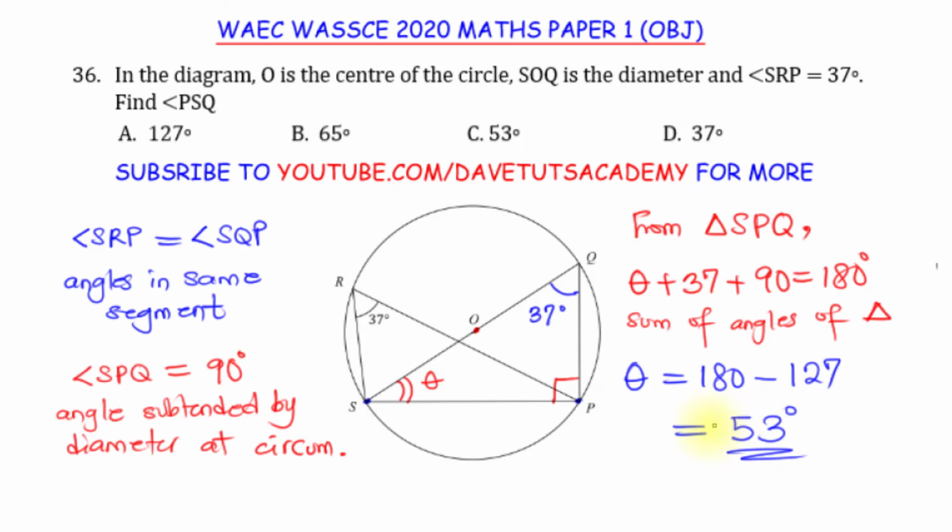So this is the way I choose to go about it. You can look at some other means that you can also employ. Just be consistent in using the circle theorems correctly, and you will see that your solution will come out for you. So here, the correct answer is option C, 53 degrees.